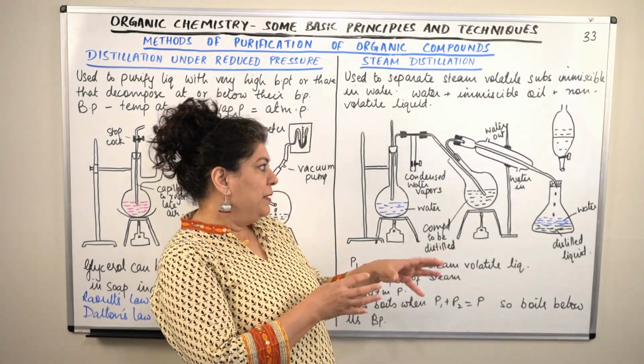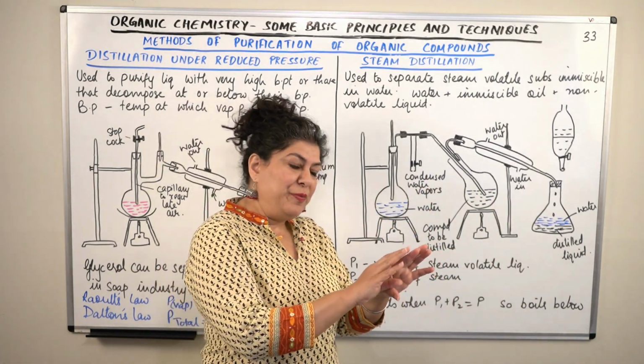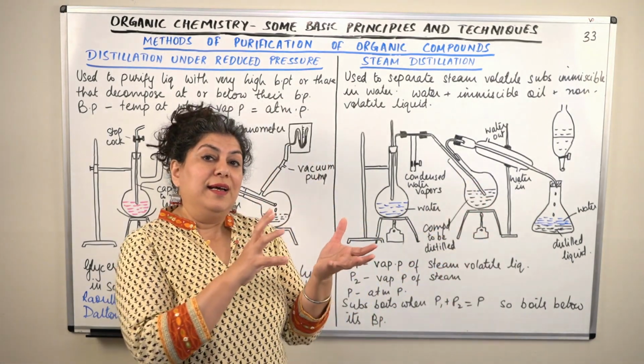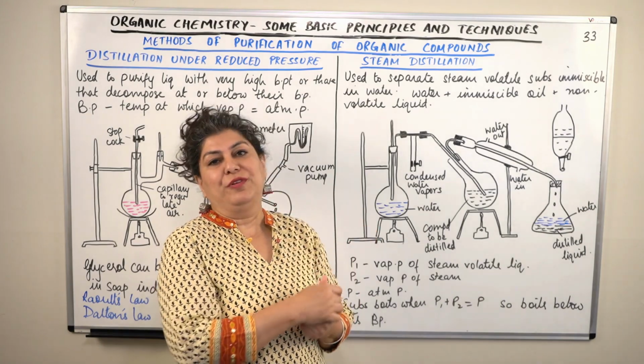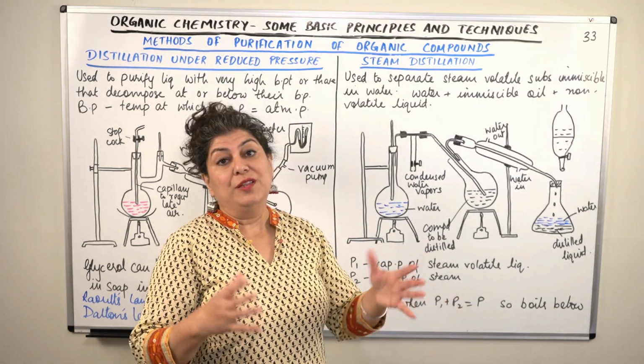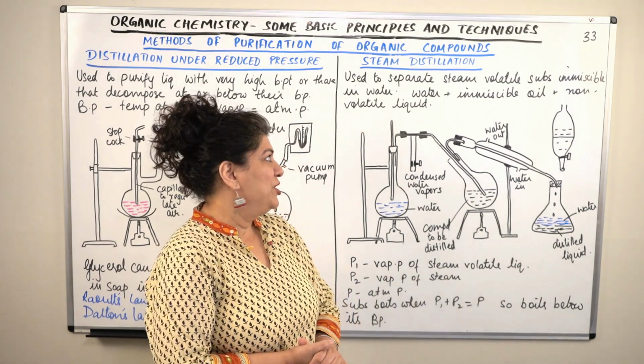So water vapor will contribute some of the pressure, so the immiscible liquid only has to contribute part of the vapor pressure to become equal to the atmospheric pressure. Therefore, it boils at a lower temperature.